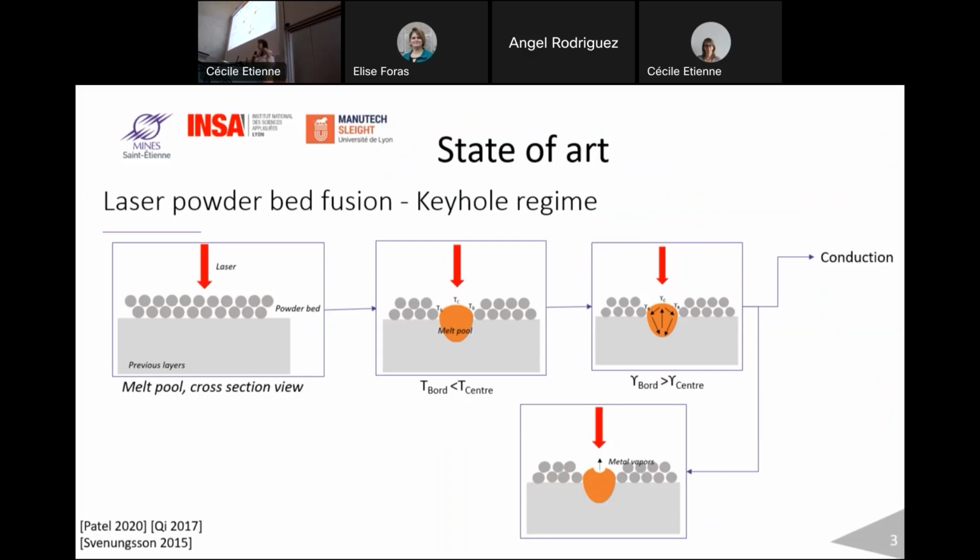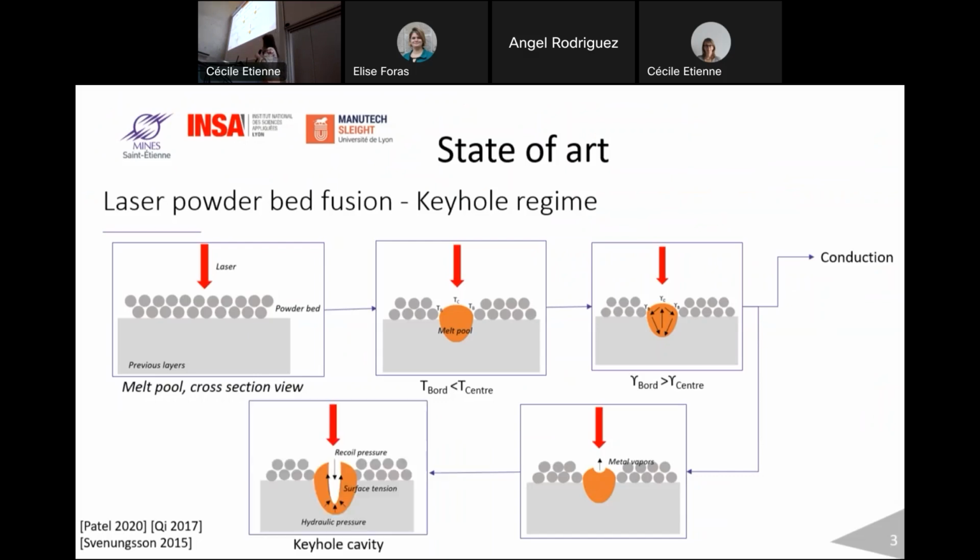For this one, you need to put more energy by modifying the power of the laser and the scanning speed, for example, and by focusing your laser beam. In this case, you can reach the boiling temperature of your melt pool, and metal vapor appears and creates a cavity. This is the keyhole cavity, which is maintained by the evaporation of the material inside the melt pool, which creates recoil pressure that maintains the keyhole open.